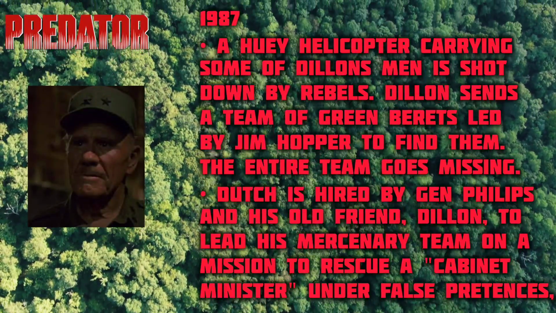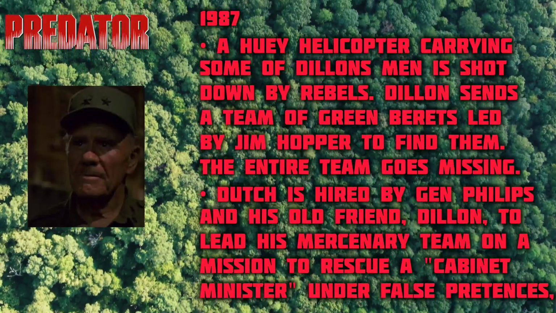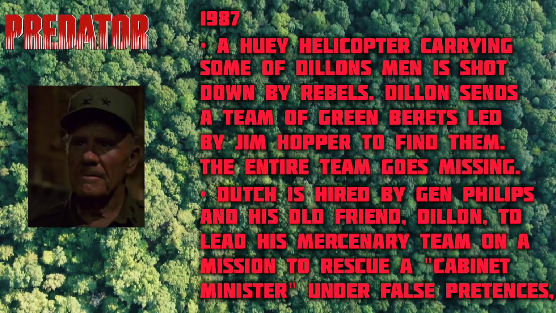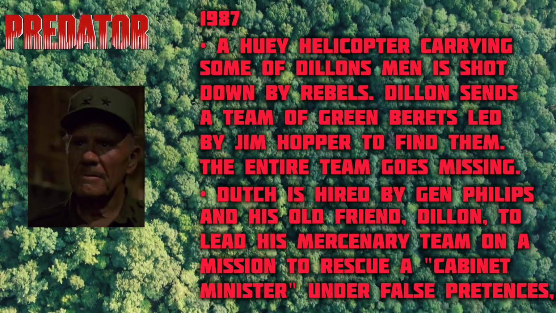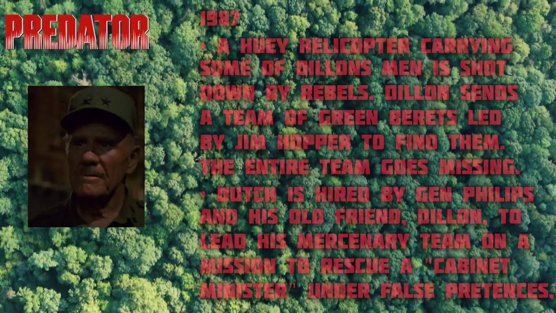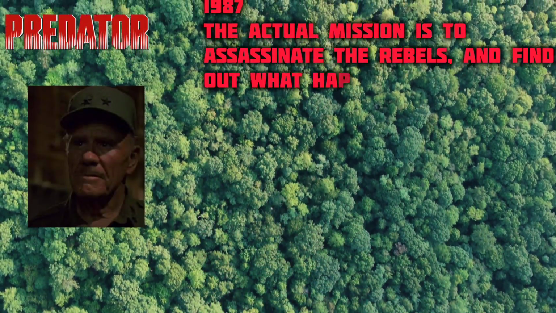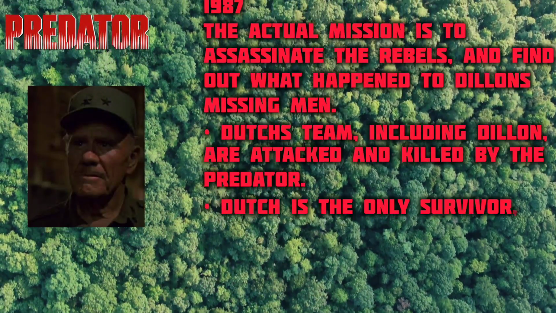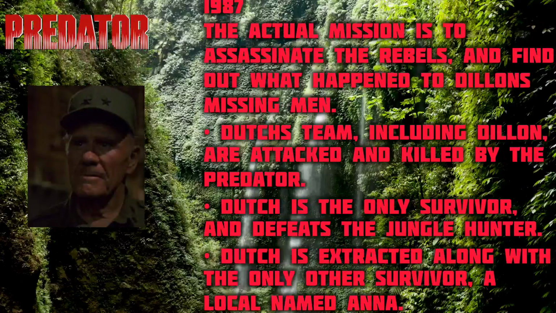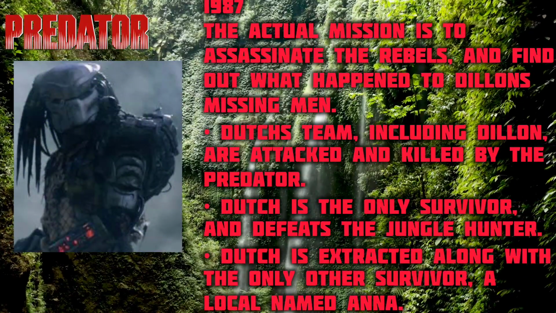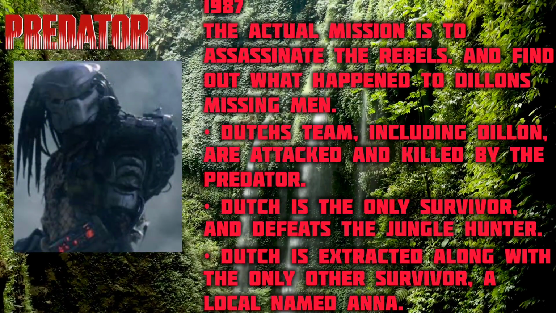Dutch is hired by General Phillips of the US Army and his old friend Dillon to lead his mercenary team on a mission to rescue a cabinet minister under false pretenses. The actual mission is to assassinate the rebels and find out what happened to Dillon's missing men. Dutch's team, including Dillon, are attacked and killed by the predator.